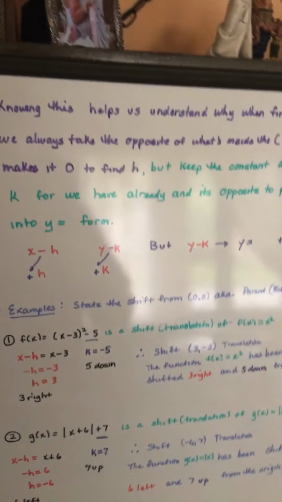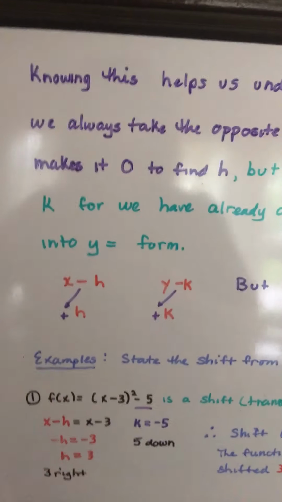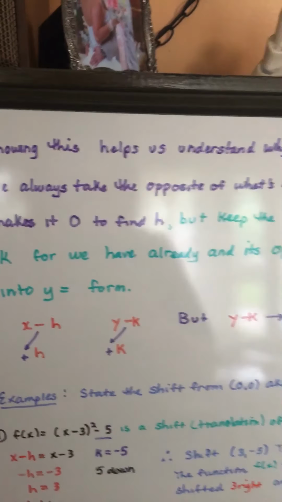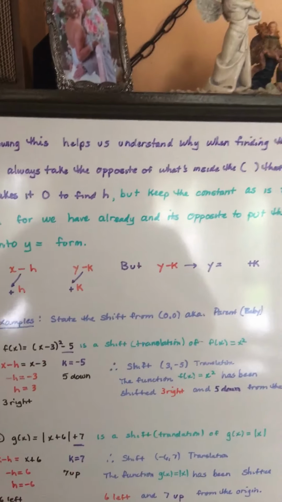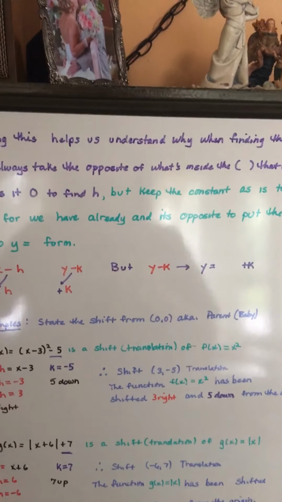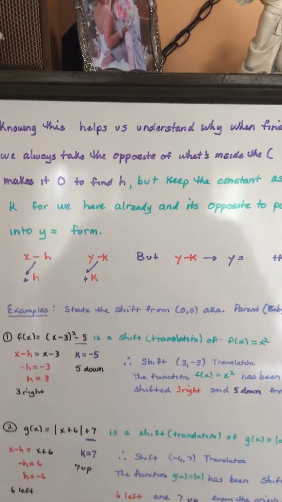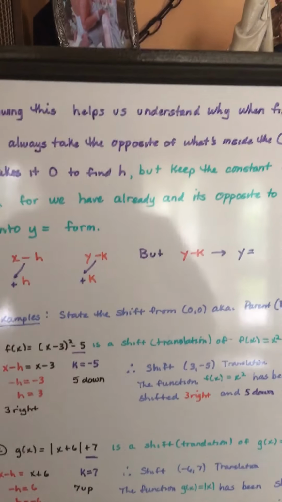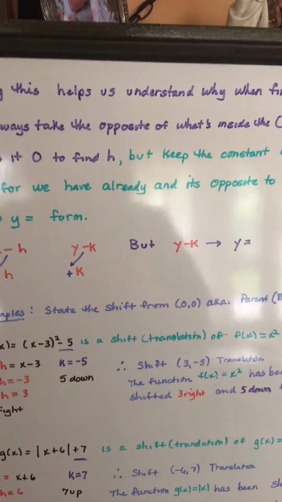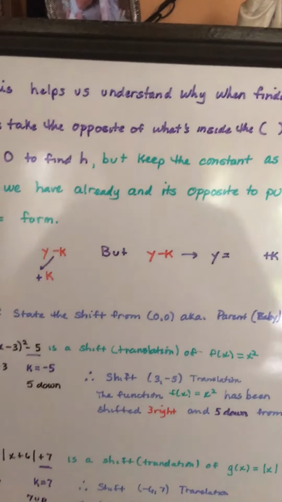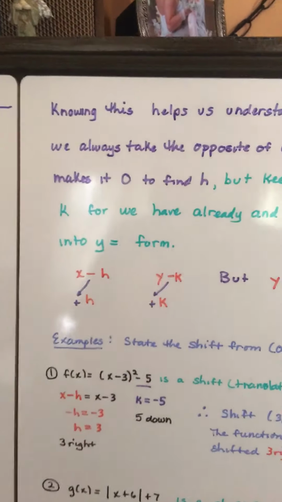Now, knowing this helps us to find the shift, which I've already discussed over there, because we've always taught you to say what makes the inside 0, that is, inside the parentheses or inside the radical. We're always asking that crazy question and it's driving you nuts, or in the case of the hyperbola, what makes the denominator 0? But then we take the constant that's added outside, no matter what it is.